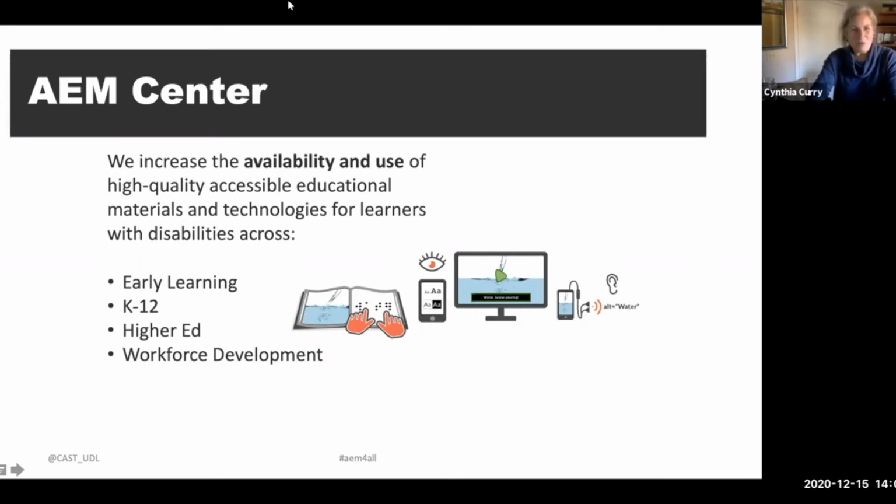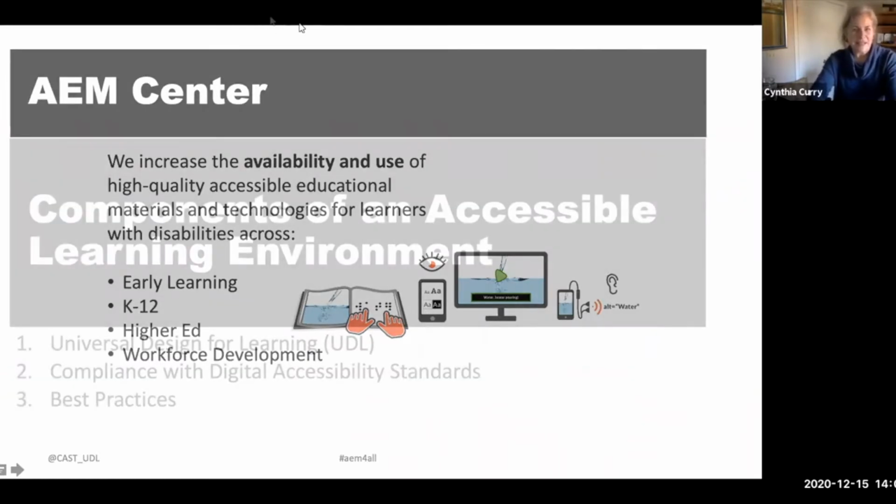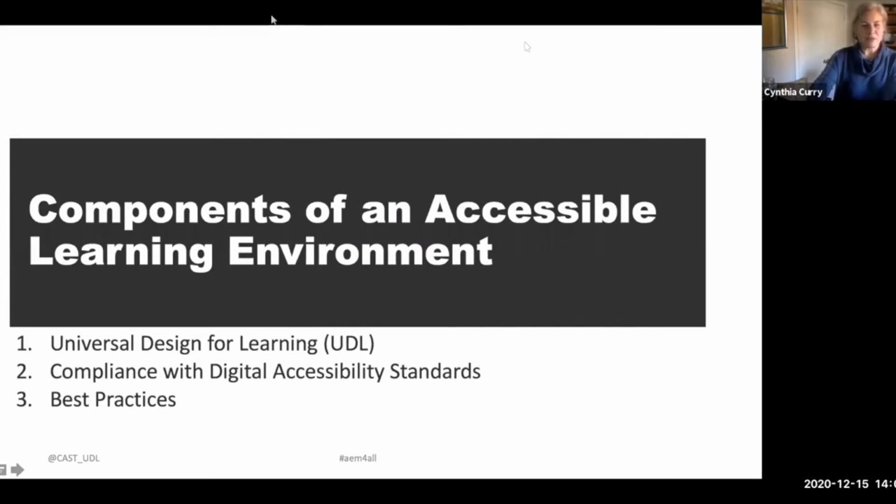So that's really our goal. While we're providing technical assistance to raise awareness and knowledge, we're also working on the developer side to improve what options we have. And of course, we use UDL to guide that. So Sam's going to take it from here with the first part of these components of an accessible learning environment. And then I will follow up with some of the digital accessibility and best practices.